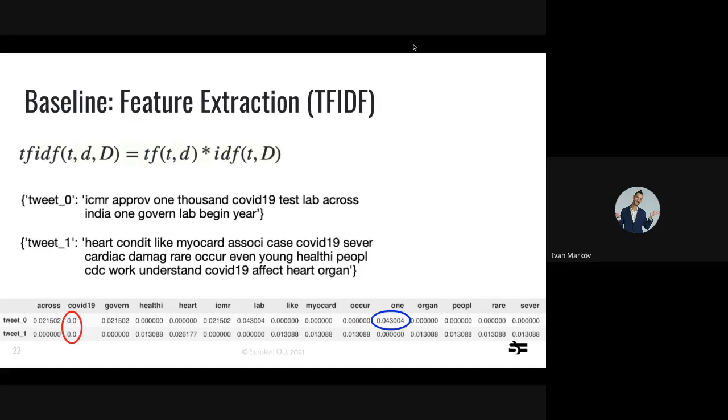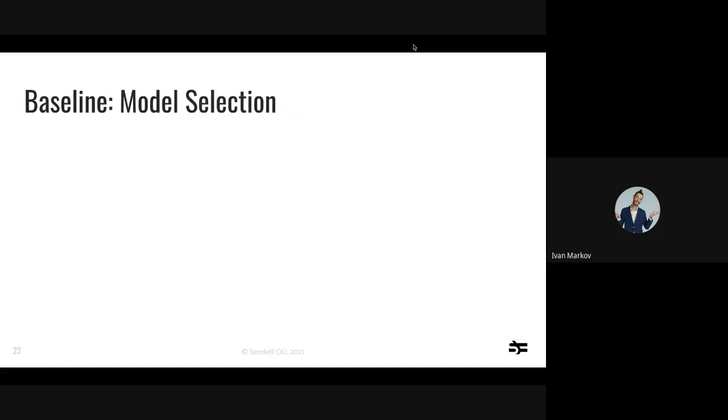And as we remember how we calculated IDF, it's the fraction of total documents and the documents containing the term, and the logarithm of 1 is 0. Hence, we get the 0. All right, hope it was pretty clear.